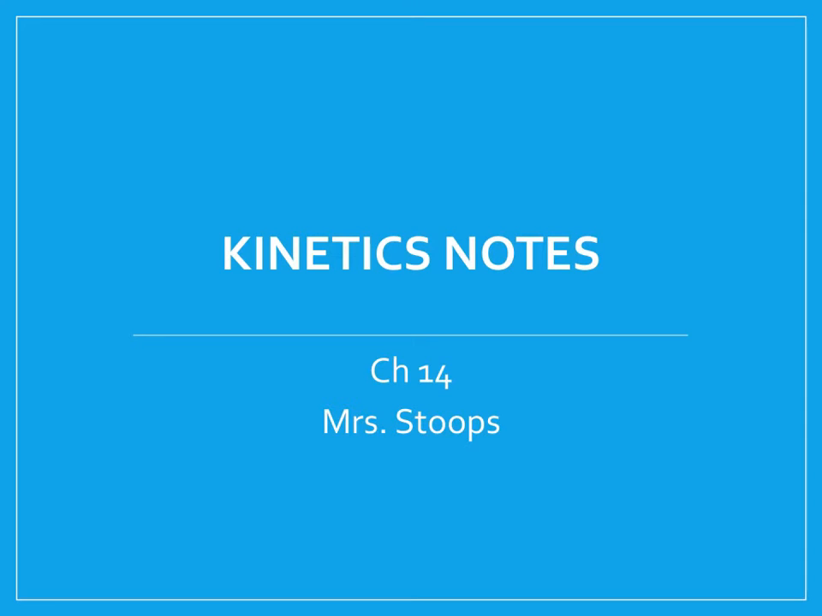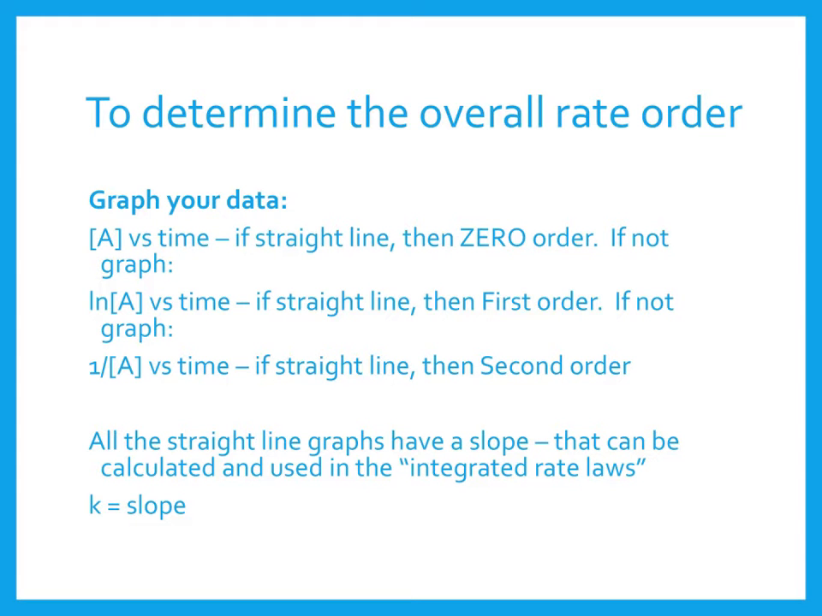This screencast is on kinetics. It's specifically on integrated rate laws and determining the order by looking at a graph. All along we have determined the rate order by looking at the experimental data and doing mathematics calculations. Sometimes you will have data presented to you that you can then graph, and based on where you get a straight line graph, you will be able to decide what order it is.